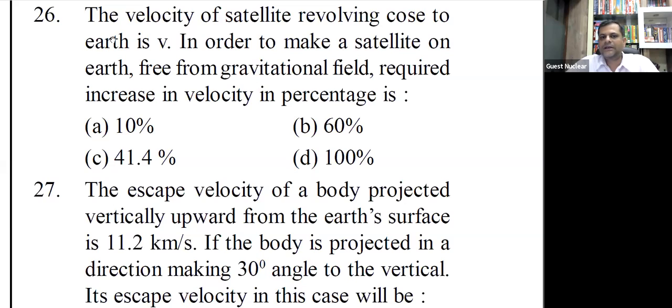Just read the question again. The velocity of a satellite revolving close to Earth is V. It's already given. And in order to make the satellite free from the Earth's gravitational field, the required increase in the velocity in percentages is.